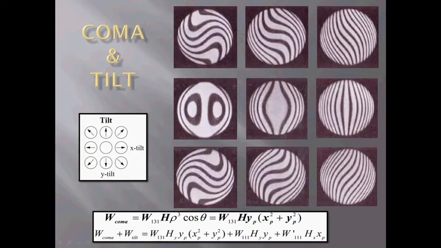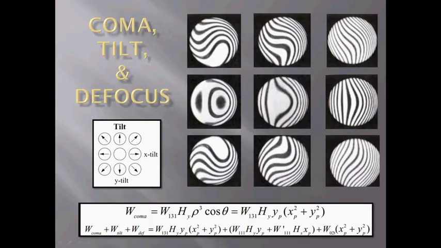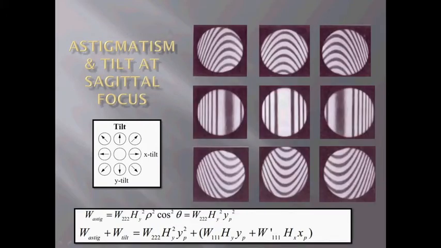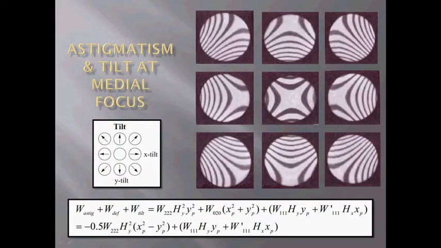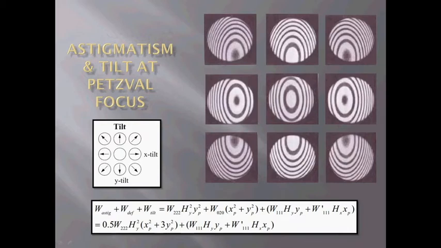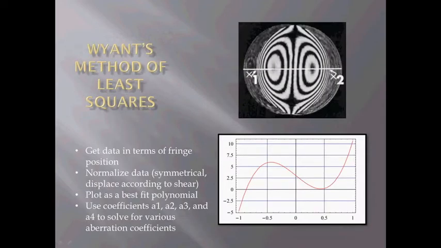Here is coma and tilt, where the 3x3 array represents the impact of tilt in either the positive or negative direction in the x and y axes. Here we have coma, tilt, and defocus with a similar 3x3 array. Here's astigmatism and tilt at sagittal focus. Here we have astigmatism and tilt at tangential focus. Here we have astigmatism and tilt at medial focus, and here we have astigmatism and tilt at Petzval focus.